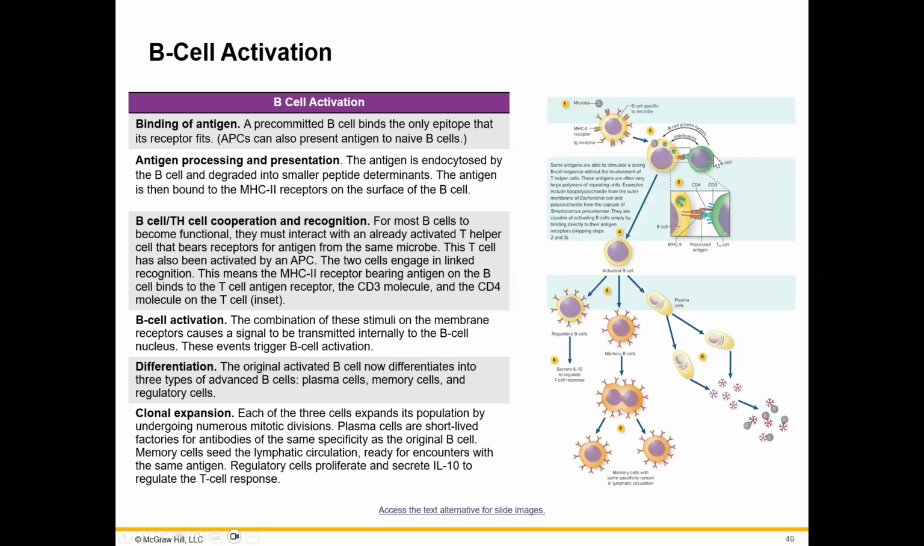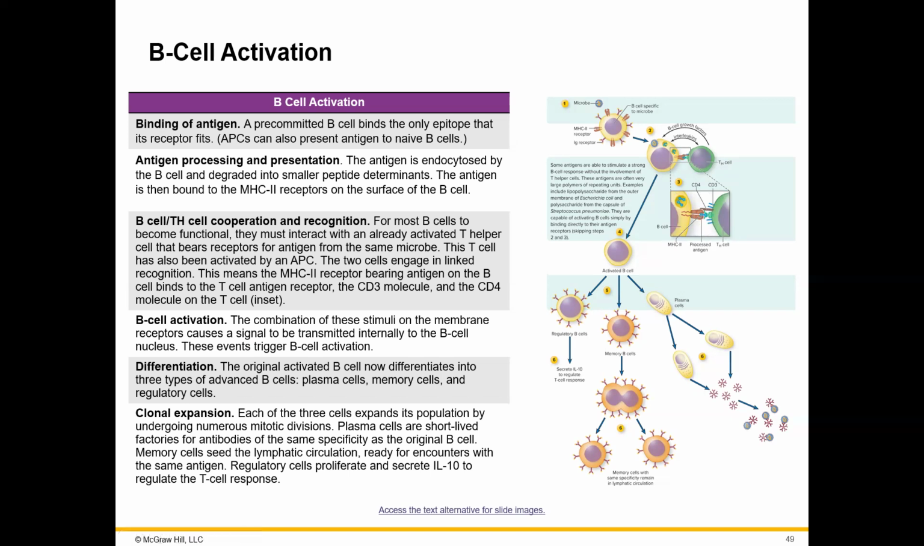So the MHC2 receptor bearing antigen on the B cell binds to the T cell antigen receptor, the CD3 molecule, and the CD4 molecule on the T cell. So here you see this binding happening. Here's your B cell, here's your T cell, T helper cell, and here you see the binding happening. You've got the CD4, you've got the CD3 involved, you've got the MHC2 complex, and you have the processed antigen showing up there.